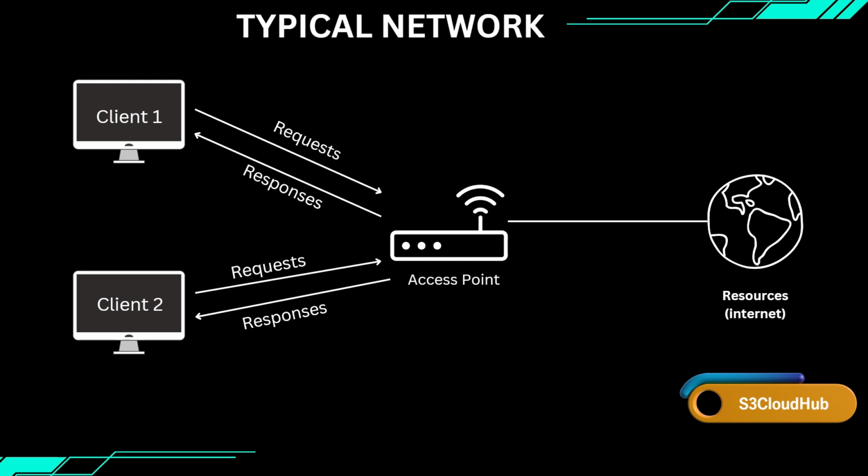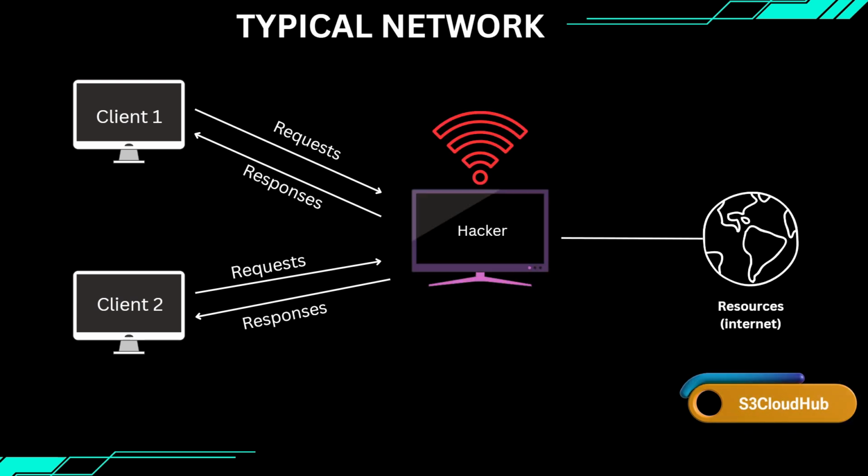The access point or the router is the only device with direct access to the internet. Clients like your phone or laptop send requests to this access point, which then forwards those requests to the internet, retrieves the responses, and sends them back to the clients. But what if we as hackers replace this access point with our computer? In other words, what if we create a fake Wi-Fi network that provides real internet access?